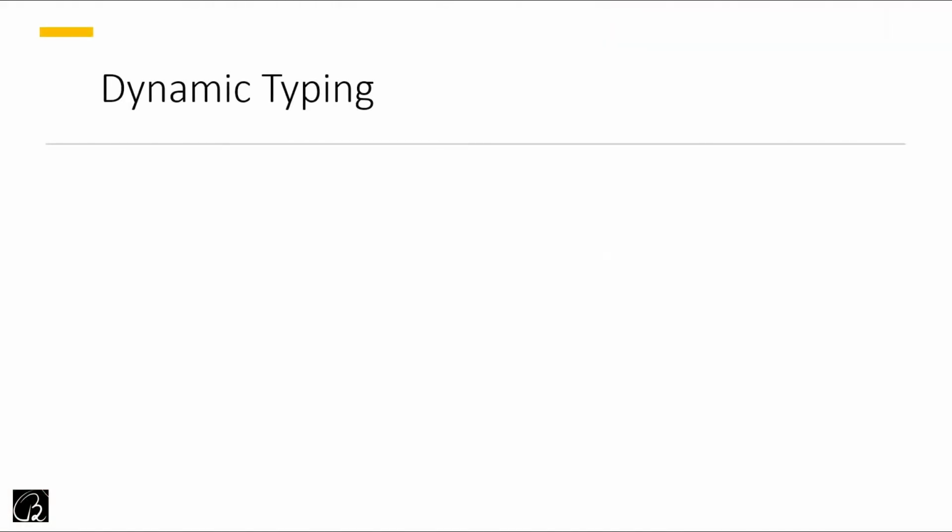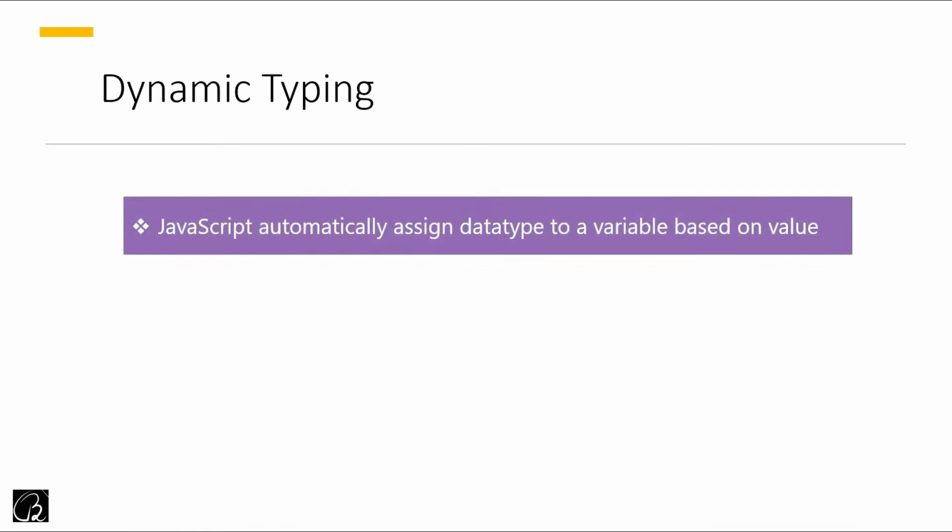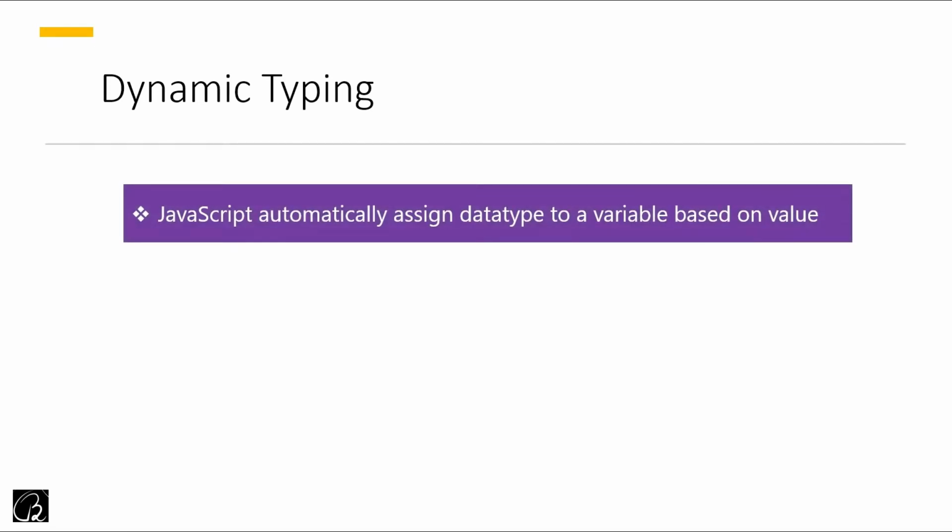JavaScript is also known as a dynamically typed language because it has a feature called dynamic typing. What it says is that we do not have to define a data type for a variable manually, like we have in other languages, let's say C, where we have to define a variable as integer type, float type, double, character, and so on. Here JavaScript automatically assigns a data type to a variable based on the value that you provide.